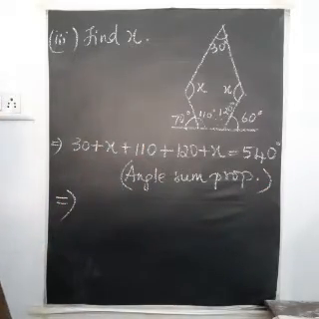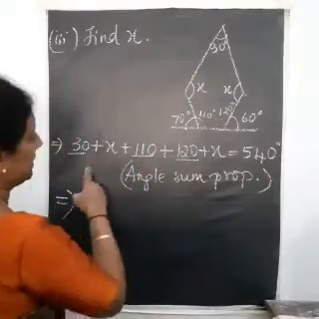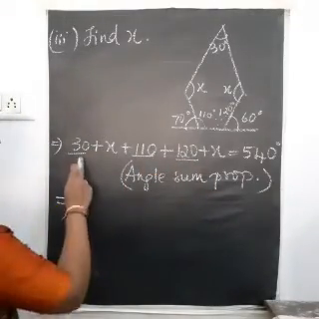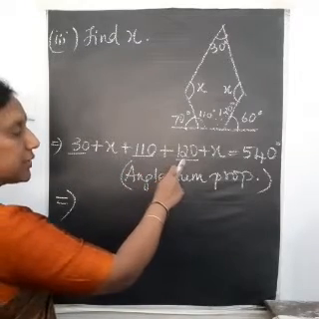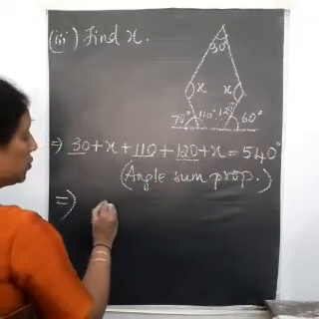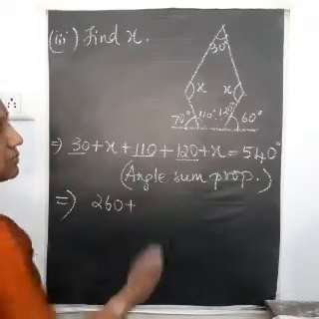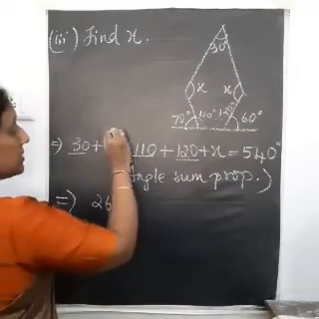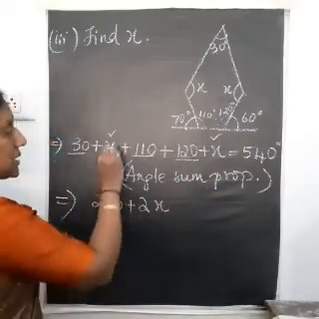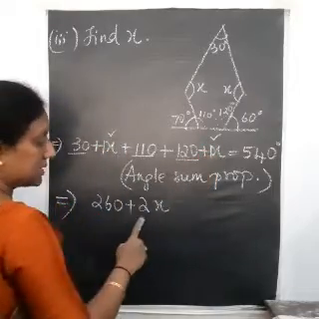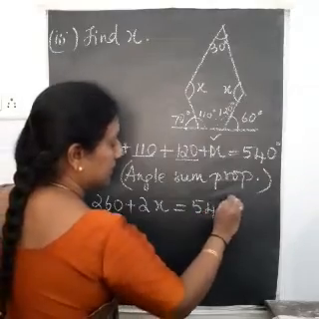Now see where all the numbers are. There is 30, 110, 120. Add all the numbers, what will you get? 30 plus 110, 140. 140 plus 120, 260. Plus x is how much? Both are like terms, right? So x plus x is equal to 2x. How did I get 2x? 1x plus 1x is equal to 2x, which is equal to 540 degrees.